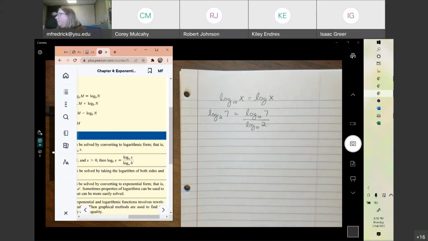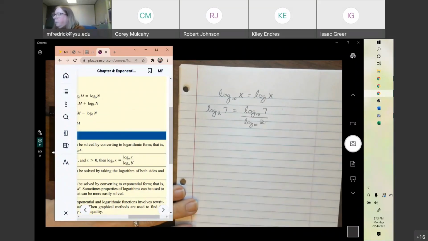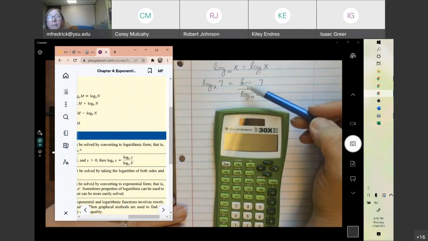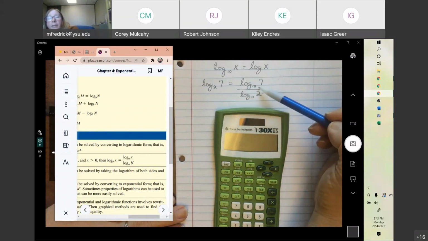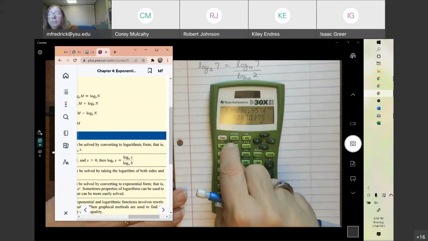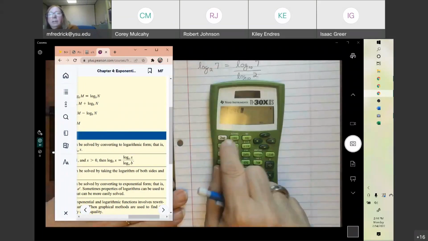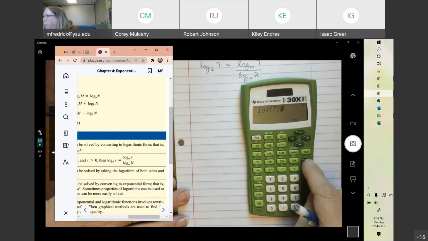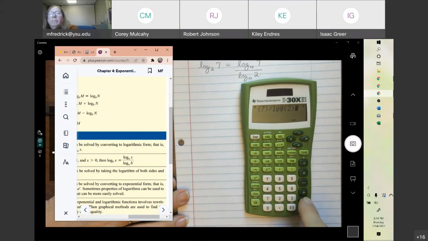Okay. Let's try putting it in the calculator. If I wanted to find the answer for this, I would rewrite it first, and then I'd plug it into my calculator. The log is right here. So log 7, close the parenthesis, and then divide by log 2. So our answer is 2.8. Any questions on plugging it into the calculator?